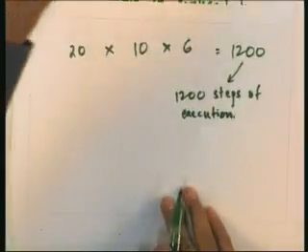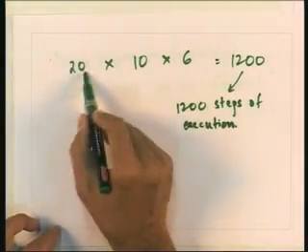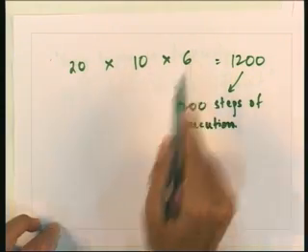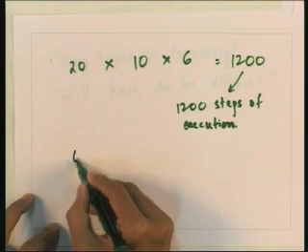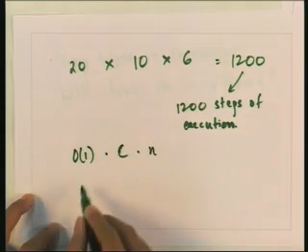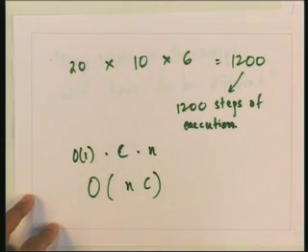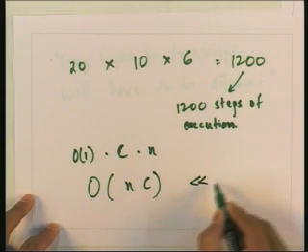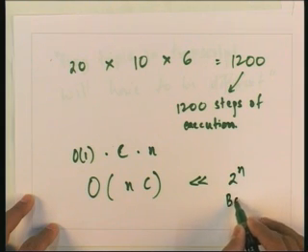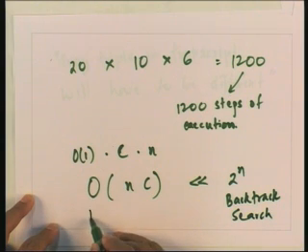In general, the number of lines in the program does not depend on the capacity that is given to you nor on the number of objects, and therefore I can write this as O of 1 times C times n, or the total time taken is simply O of n times C, which is much less than 2 to the n, which was what we would get with backtrack search. And this is what we get with dynamic programming.